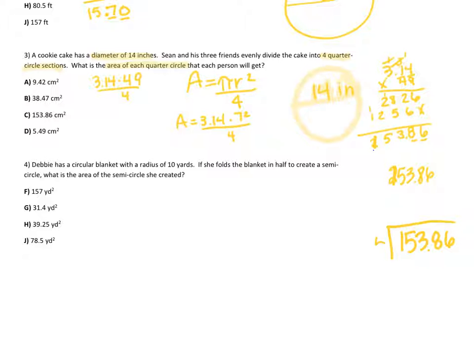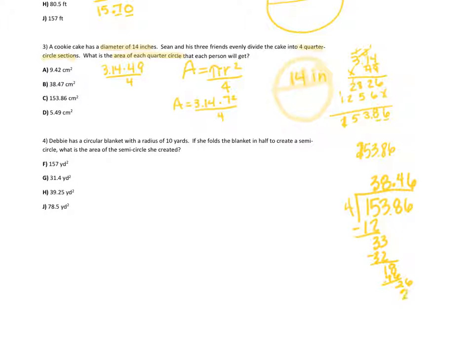divided by 4. Okay, so 4 times 3 is 12. Okay, 4 will go into 33 8 times, which is 32. 4 goes into 18. We go ahead and just carry our decimal up, 16. And then 4 will go into 6 times. It's going to keep on going. Should go in here 5 times. So 38.465, which rounds to 38.47.